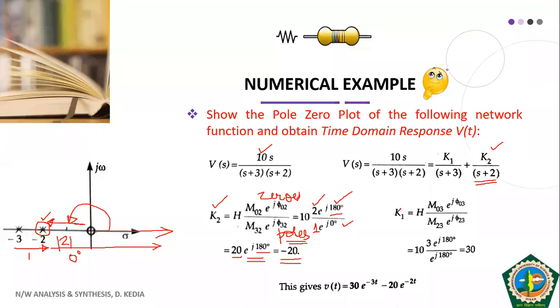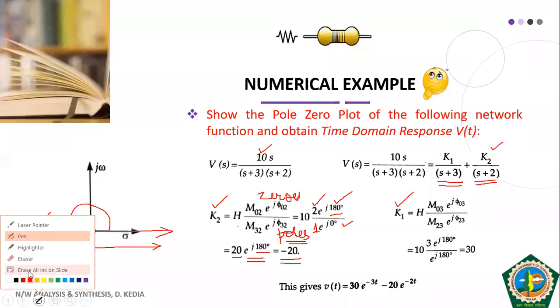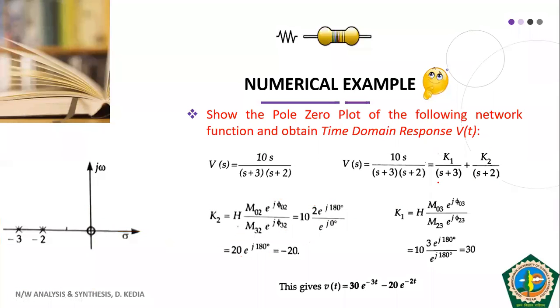Now let us find k1. For k1, the pole is minus 3. So let me erase and then I'll rework it. For k equal to 1, we have the pole s equal to minus 3. This is the pole under consideration. For the numerator, we consider the 0, so we calculate the distance from the 0 to this pole. How much is the distance? 3. And how much is the angle from this 0 to this pole? 180 degrees. So e raised to the power j180.